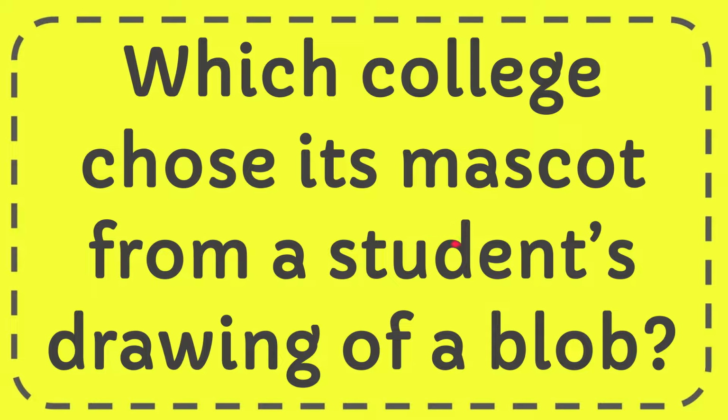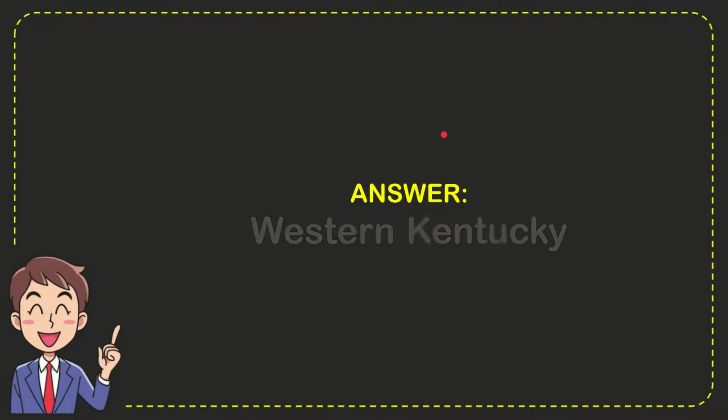In this video, I'm going to give you the answer to this question. The question is which college chose its mascot from a student's drawing of a blob. Well, now I give you the answer to this question, and the correct answer to the question is Western Kentucky. So that is the answer to the question.